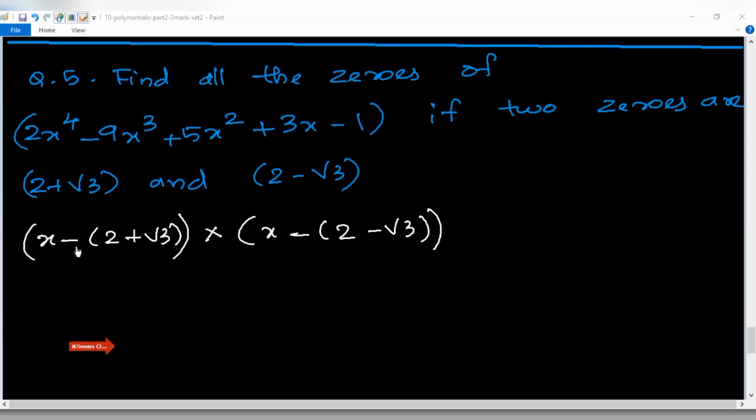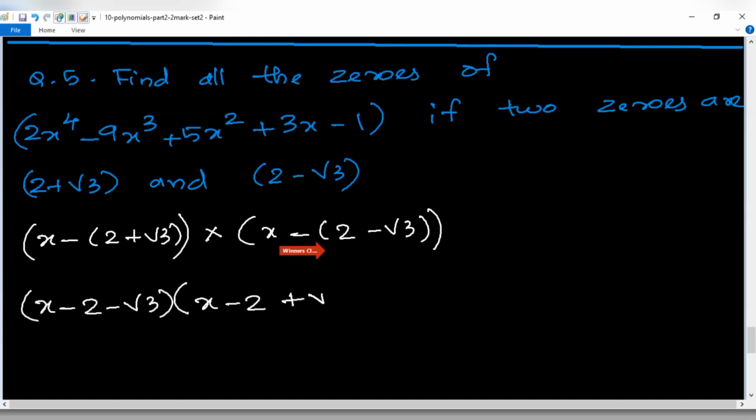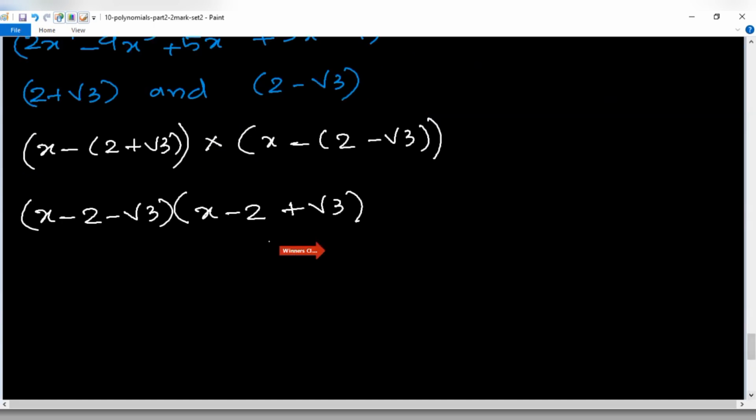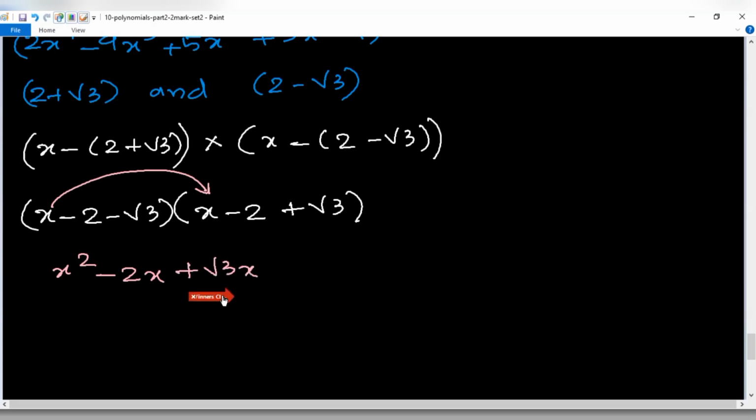See, let us take this negative inside. So it will become x minus 2 minus root 3 into, here this negative is taken inside, so x minus 2 plus root 3. Now in the next step, we have to multiply each and every term. X into x, x square, x into minus 2, minus 2x, x into root 3, positive root 3x.